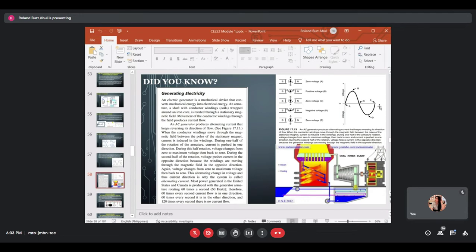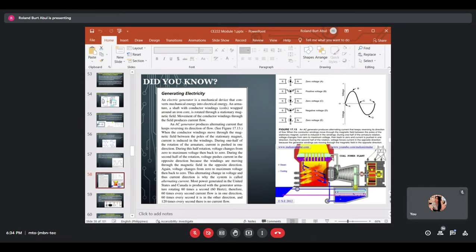This alternating change in voltage and thus current direction is why the system is called alternating current. Most power generated in the United States and Canada is produced with the generator armature rotating 60 times a second. Therefore, 60 times every second current flow is in one direction, 60 times every second it is in the other direction, and 120 times every second there is no current flow.